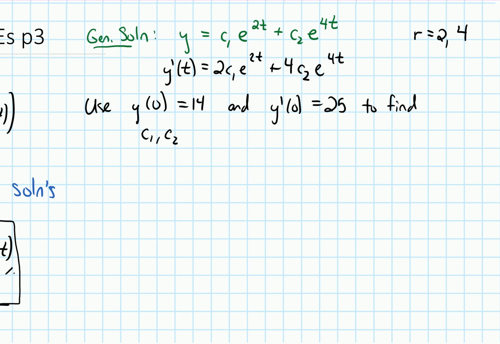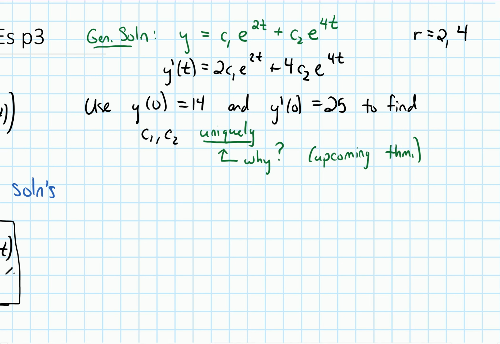It turns out that when we do this, we are going to be able to find them uniquely, which means there's going to be exactly one solution, exactly one choice of c1 and c2 that will satisfy these initial values. So why is this? Why will this be unique? We'll talk about this in an upcoming theorem.